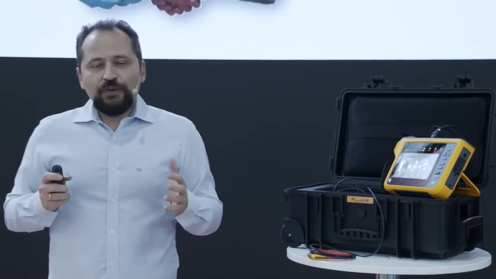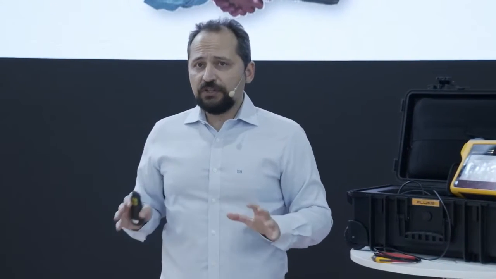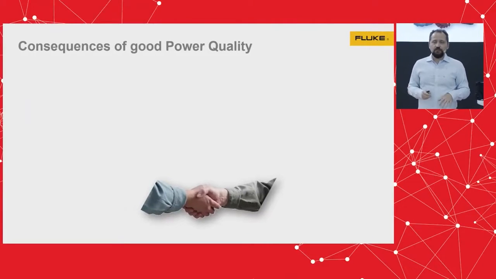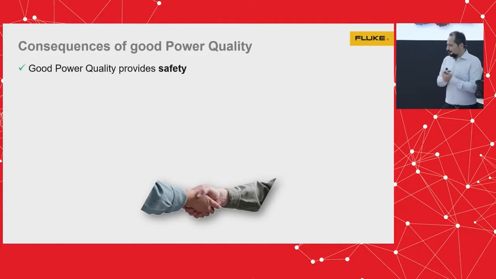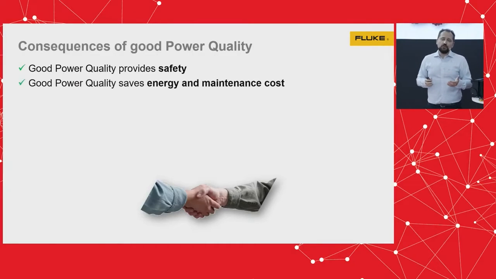So, if we keep our power quality in good shape, if we monitor it and take measures to ensure good power quality, we just get the opposite. We get a lot of benefits. We get better safety. We don't compromise the personnel, our facilities, or the environment. It's going to be a much safer environment. Of course, we cut on maintenance and energy costs because systems will work in a smoother, more efficient and reliable way.